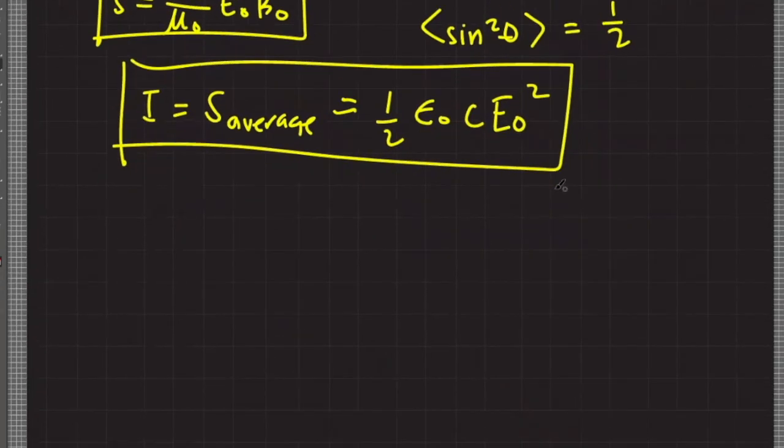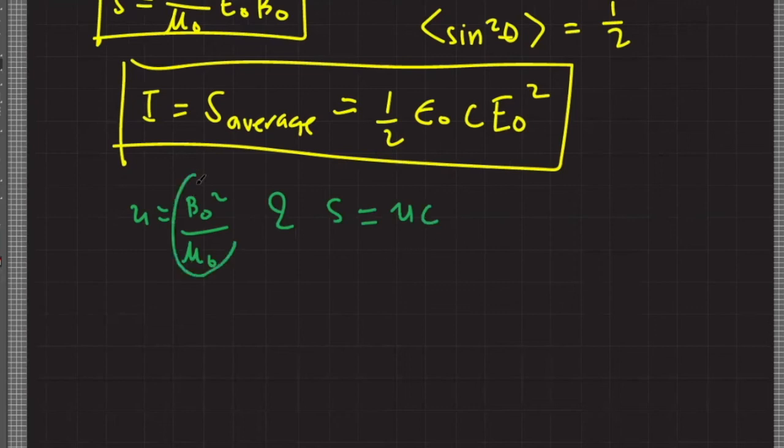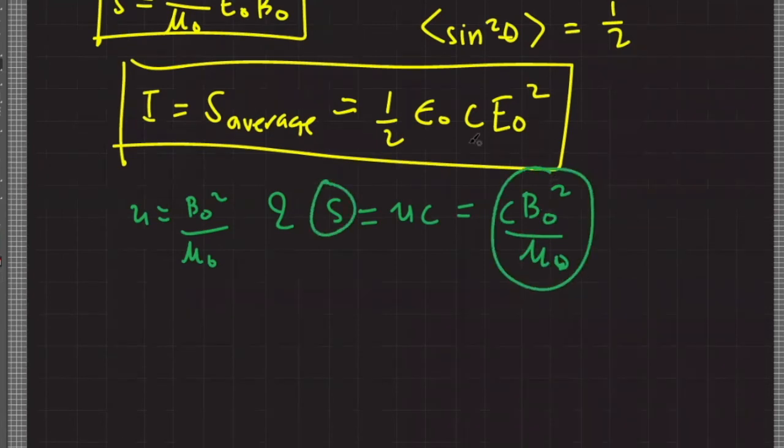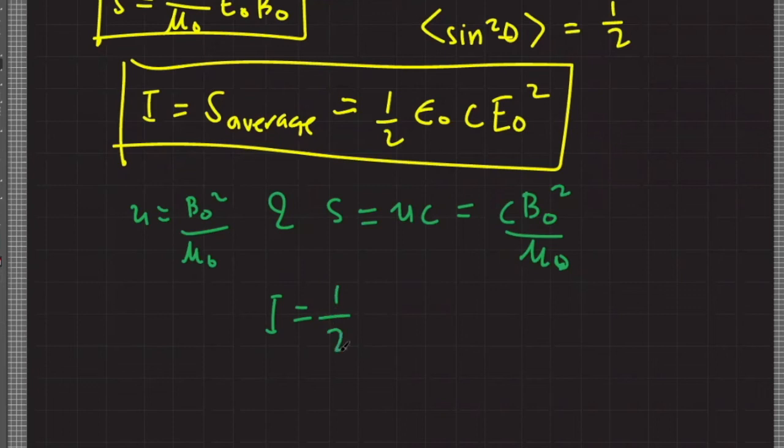We have another expression for you. This time I'm just going to write it directly here instead of looking for it in the previous artboard. So we have u equals B sub 0 squared over mu sub 0. And since S is equal to energy density times speed of light, then I can plug this here at U. So I'll end up with c B sub 0 squared over mu naught. Since this is an expression for S, recall that I can just multiply this S with 1/2. Then I have another expression for the intensity, which is in terms of magnetic field amplitude.